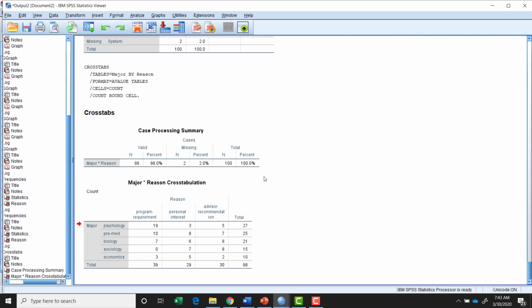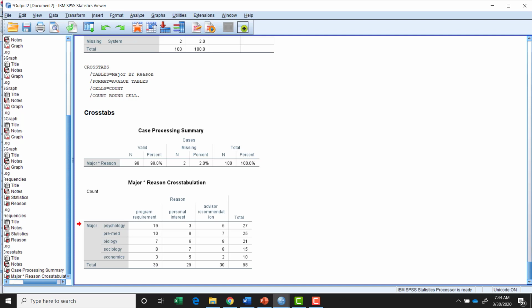Now there's obviously some relationship here between the reason and the major. They're not independent of each other. In class I would ask what test we would do to show this, and maybe one person would put their hand up and say chi-square test, which again is what we're going to do in future weeks. So that is the two-way cross tabulation.